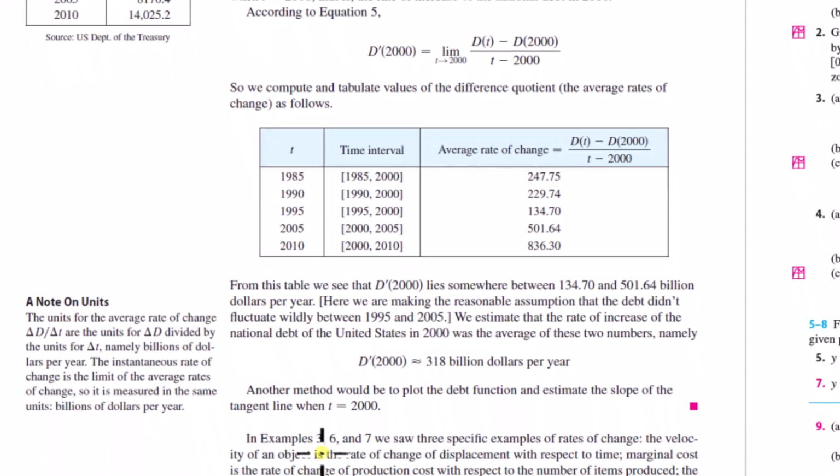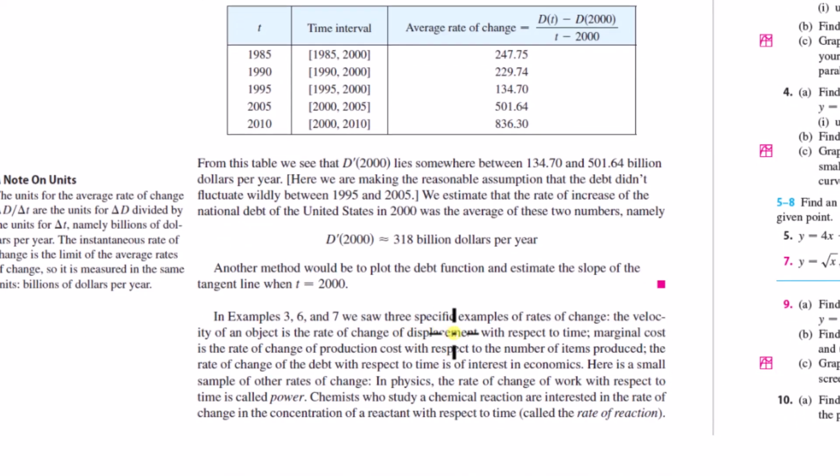In examples 3, 6, and 7, we saw 3 specific examples of rates of change. The velocity of an object is the rate of change of displacement with respect to time. Marginal cost is the rate of change of production cost with respect to the number of items produced. And the rate of change of debt with respect to time is of interest in economics. Here are other rates of change. In physics, the rate of change of work with respect to time is called power. Chemists who study a chemical reaction are interested in the rate of change in the concentration of a reactant with respect to time, called the rate of reaction.